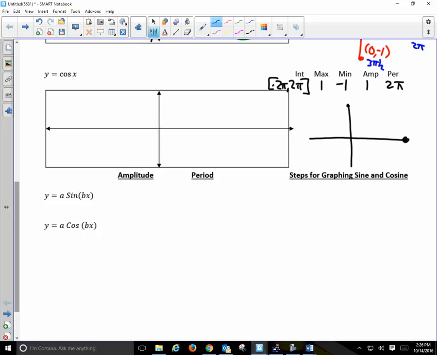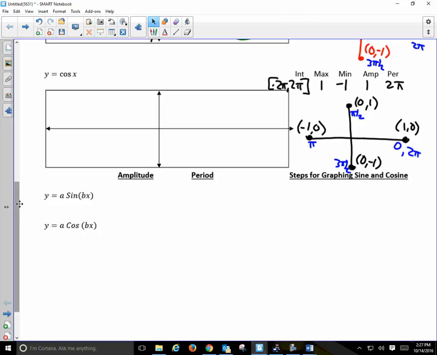I'll draw these out again so we can get it. Instead of the y value, what is cosine? The x value. So this is 0, this is pi over 2, this is pi, this is 3 pi over 2, and this is 2 pi. So what I'm doing is I'm literally plugging in values. I have x values, I have y values, okay?